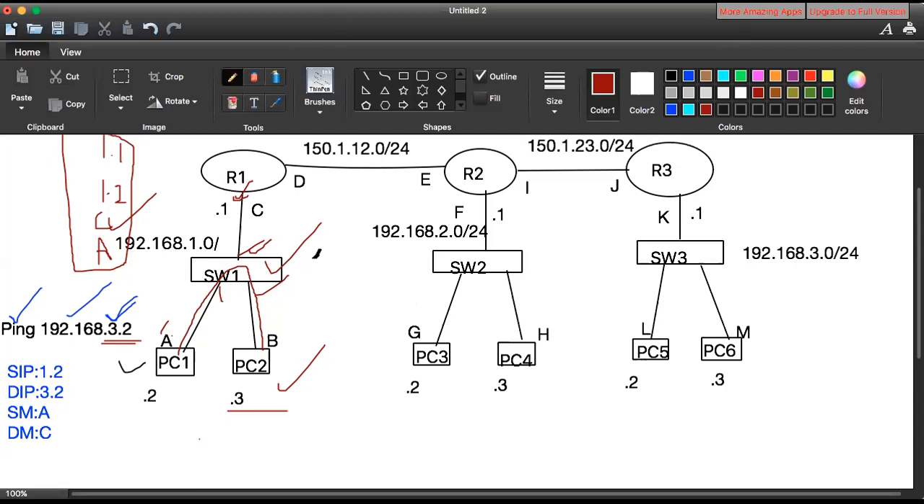Hope it is clear. So after knowing the MAC address of the default gateway, now what is PC1 going to send? Let's get back to the business now. PC1 was about to send the echo request, right? Now when the echo request is sent, it would be sent using these details, right? Now the packet would go to the switch. Through the switch, it would go to R1.